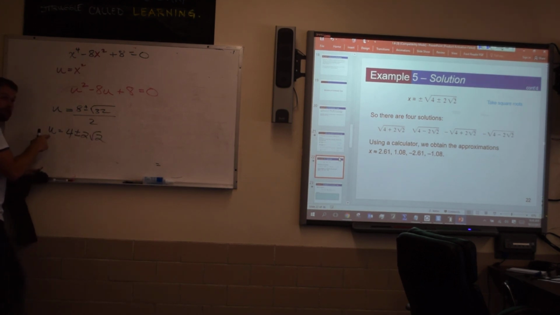But that's solving for u, right? So once I get down to u, and I've solved for the u that I introduced, I'm now going to do what we call back substituting. I'm going to go back to what it should have really been initially. And u initially was x squared, right?